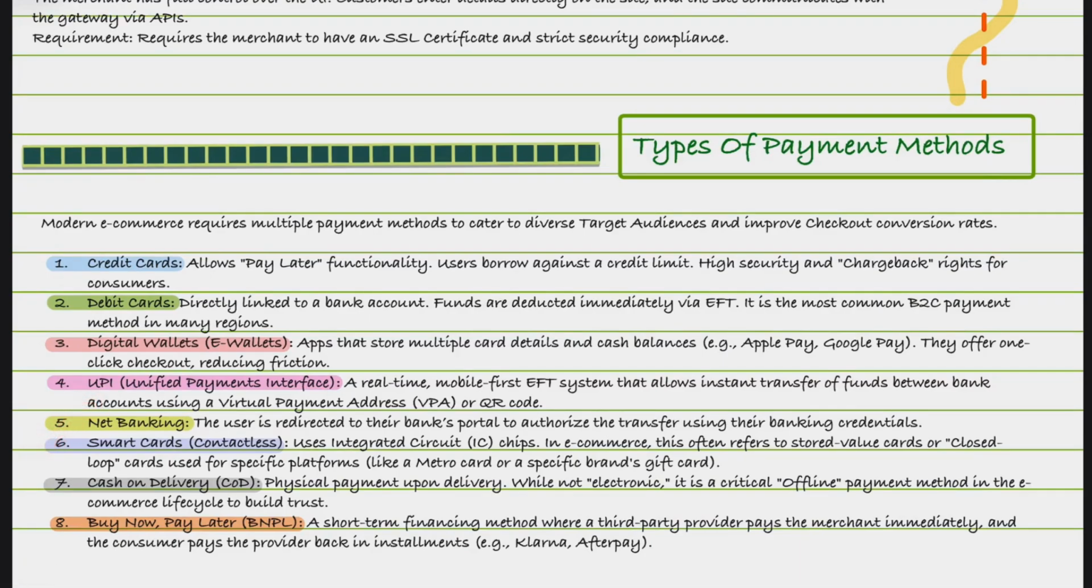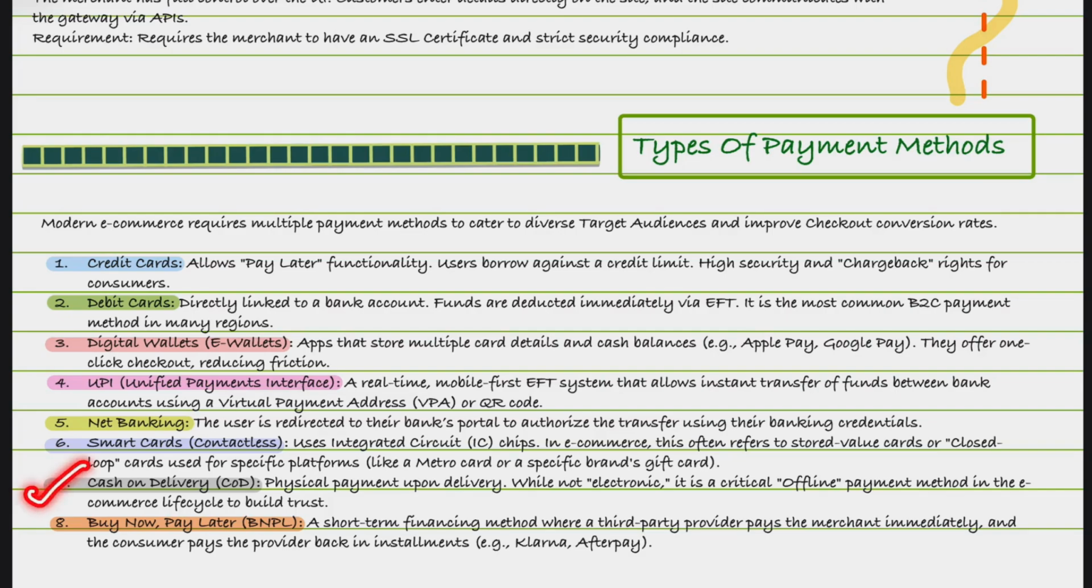Then we have net banking. It redirects the buyer straight to their banking institution's secure terminal to authorize an immediate account transfer using personal or corporate banking credentials. Here we require all the banking credentials which are important for a fund transfer. That is what we call net banking. Then we also have smart cards, as we have already discussed. These are plastic cards embedded with integrated circuit microchips. In e-commerce, these operate as closed-loop platform cards, like a custom corporate gift card or a transit network card, like the metro card we talked about.